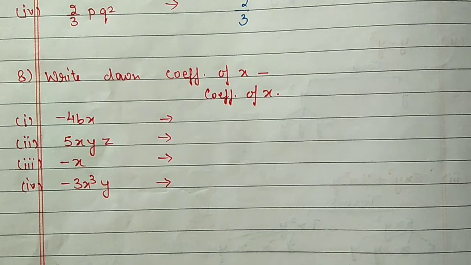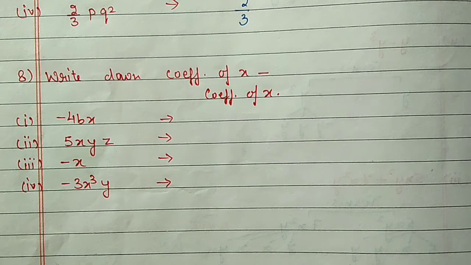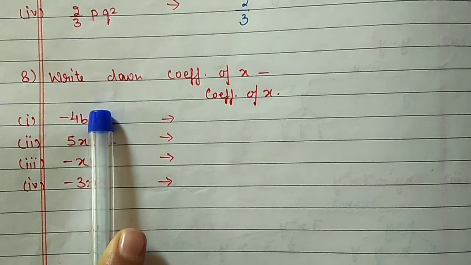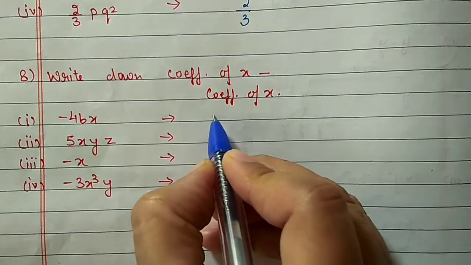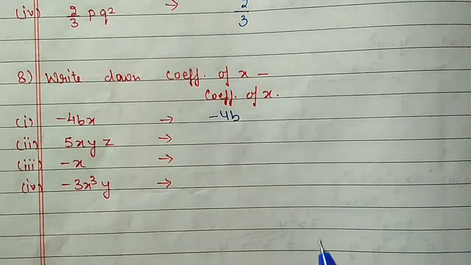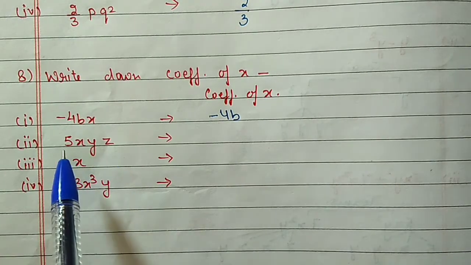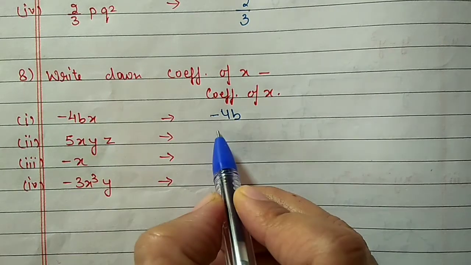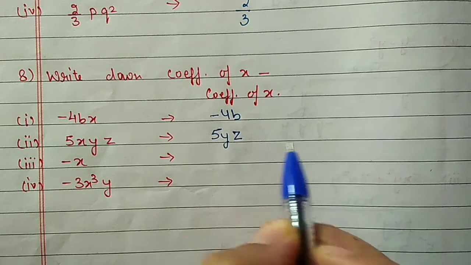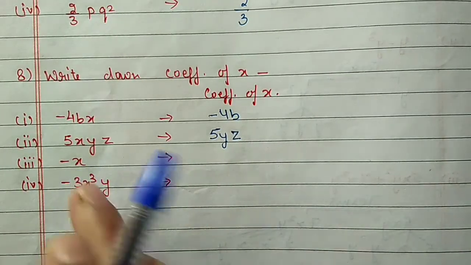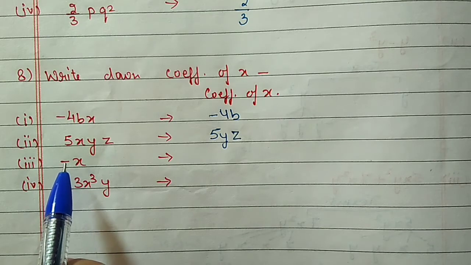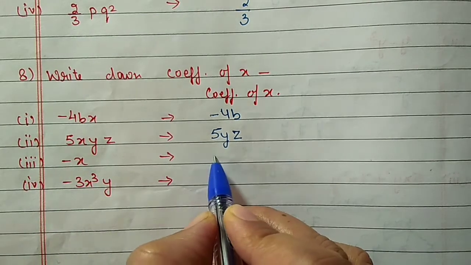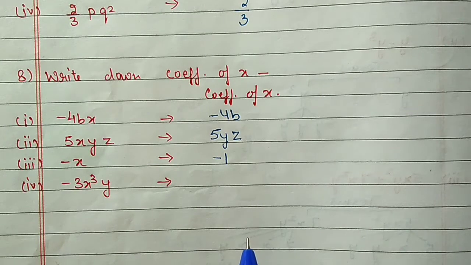Next, question number 8, write down the coefficient of x. Coefficient of x means just hide the x and whatever is remaining. So if you hide x here, we are left with minus 4b. So minus 4b is the coefficient of x, the number that is multiplied with x. In the second one, if you hide this x, then the remaining are 5, y and z. So 5yz is the coefficient of x. In the third one, if we hide this x, then we are getting only the minus symbol. If you are not getting any number, then write 1. So minus 1 is the coefficient of x.